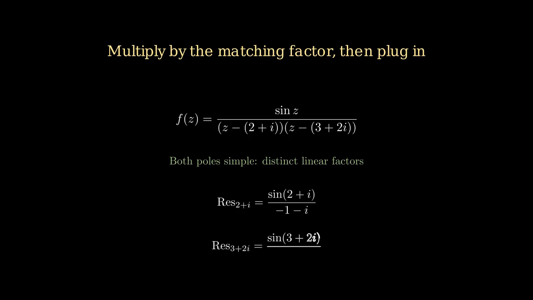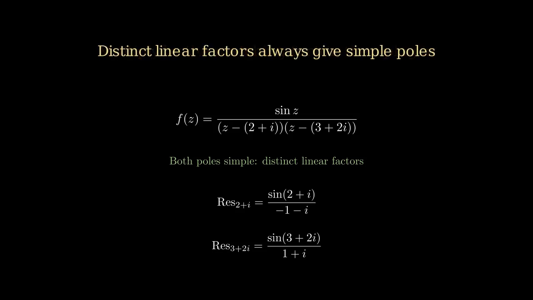The residue at 2 plus i is sin of the quantity 2 plus i divided by the quantity negative 1 minus i. The residue at 3 plus 2i is sin of the quantity 3 plus 2i divided by the quantity 1 plus i. Pattern to recognize: whenever a function is a ratio of two polynomials with distinct roots on the bottom, each pole is automatically simple, no need to check further.